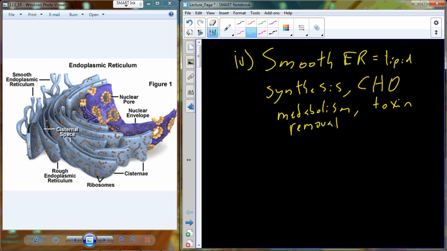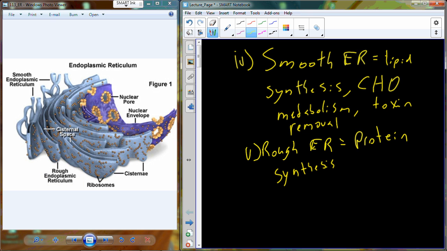The other type of endoplasmic reticulum is the rough ER. And the rough endoplasmic reticulum is associated with ribosomes, and we now know that the ribosome is the protein synthesis organelle. So we're going to associate the rough ER with protein synthesis because of the presence of the ribosomes. And basically, the ribosome processes the information on the messenger RNA molecule, producing this chain of amino acids, the polypeptide, that gets spit into the cisternal lumen of the rough endoplasmic reticulum.